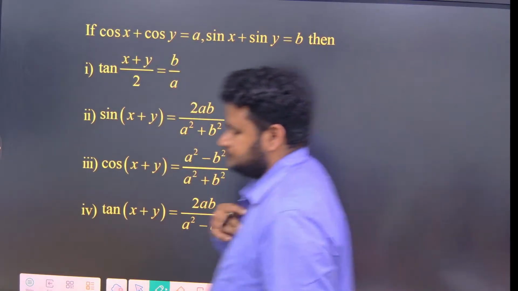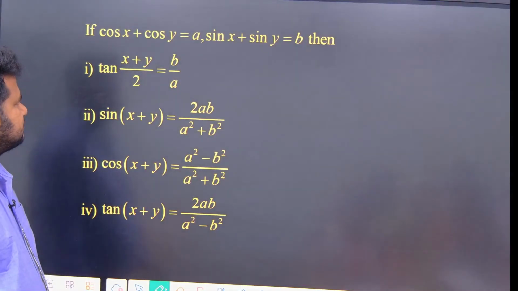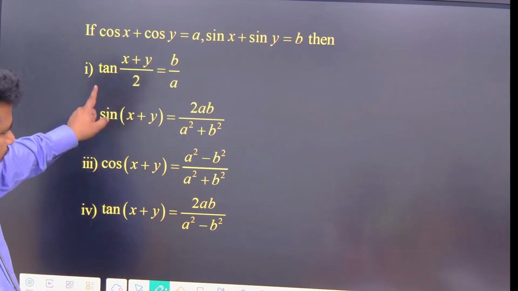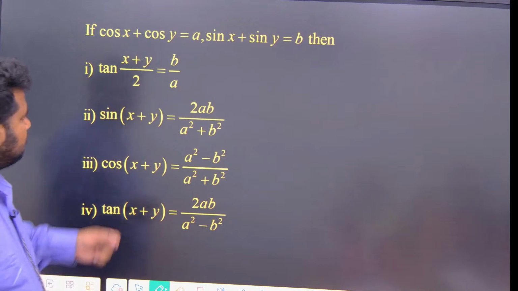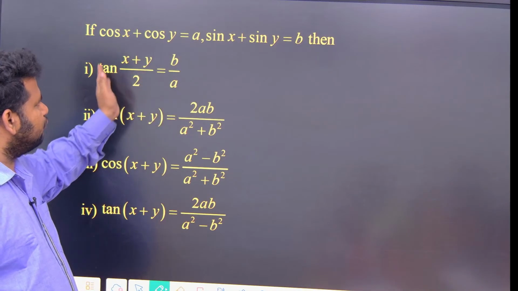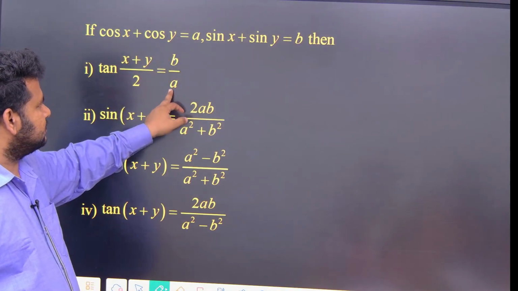Now see here. If they give cos of x plus cos of y is equal to a and sin of x plus sin of y is equal to b, then tan of x plus y by 2 is equal to what? b by a. This result you have to remember. See, what does this mean? Tan of x plus y by 2 is equal to b by a. So how you will write this sin and cos in terms of tan? The value will be b by a. Just remember like this.